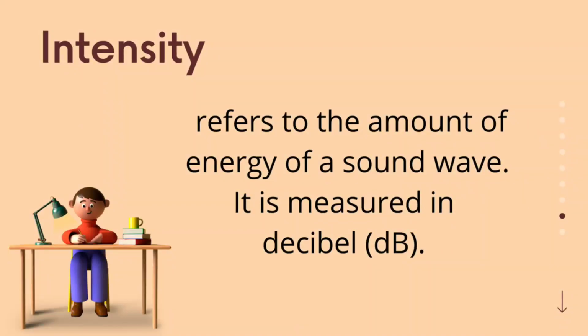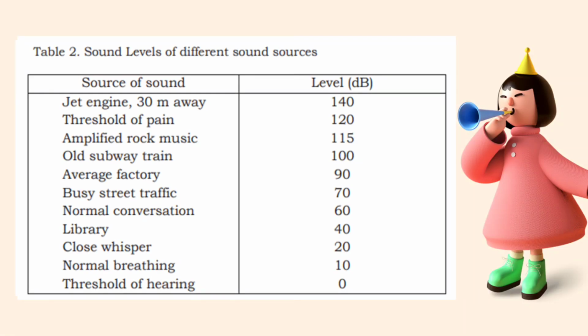Loudness and intensity are closely related. Intensity of sound refers to the amount of energy of a sound wave. It is measured in decibels. Normally, humans are exposed to a range of sounds from 0 decibels to 120 decibels. Here is a table showing sound levels of different sources. Sounds with intensities greater than 120 decibels can already cause pain and damage to our ears.